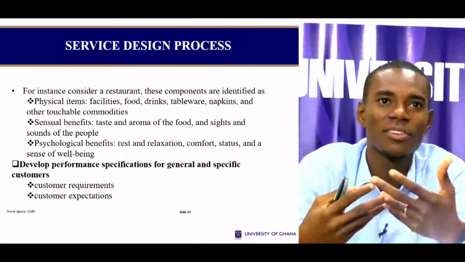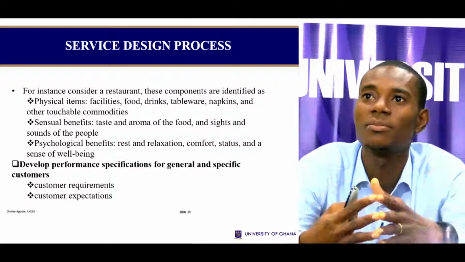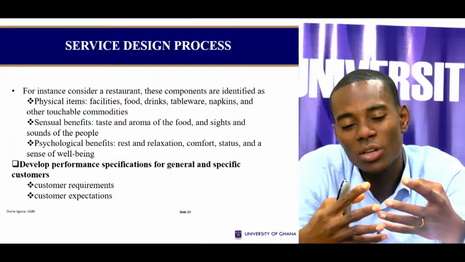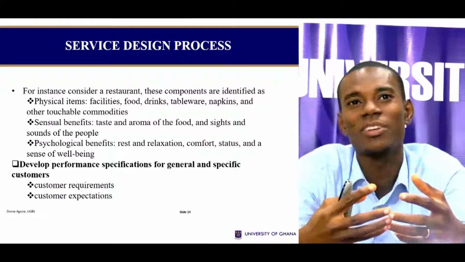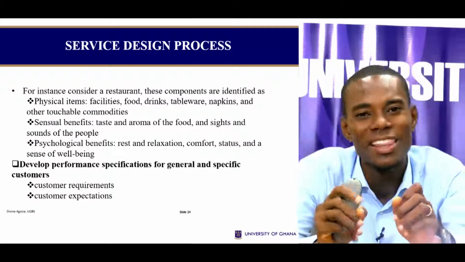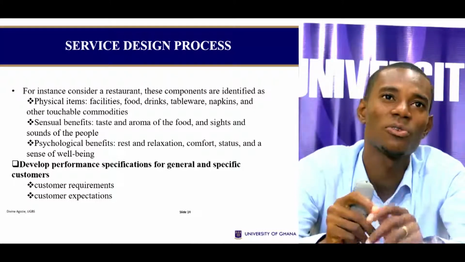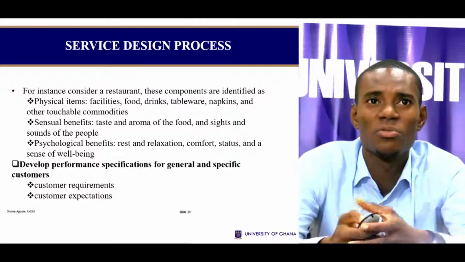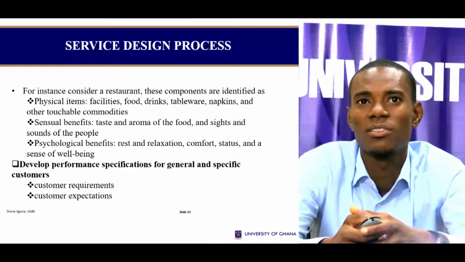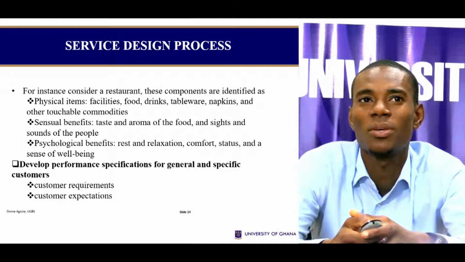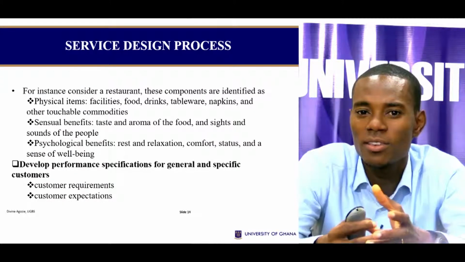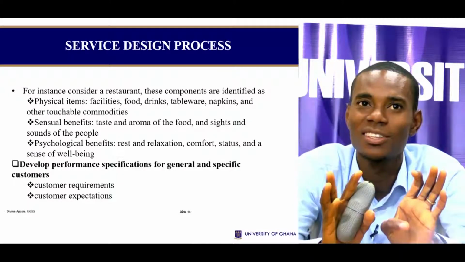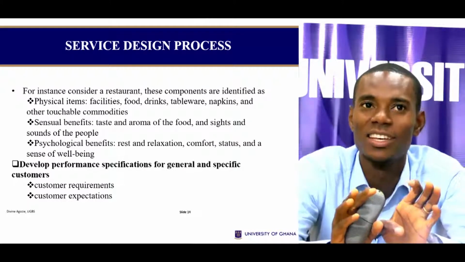The sensual benefits, the psychological benefits, the physical items. Although, for instance, the physical aspects, the customer doesn't specifically touch or experience them, they play a critical role in the service. For instance, if you take the case of a restaurant, these components could be found in the facilities, food, drinks, tableware, napkins. They are not part of the food you're going to eat, but they set a certain ambience, a certain environment, and you can judge.